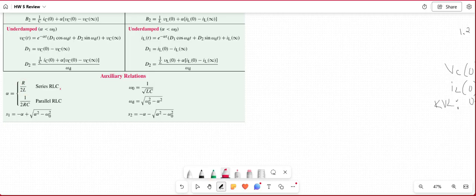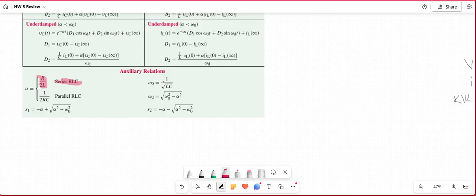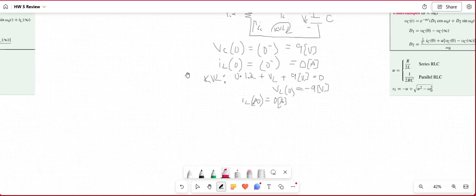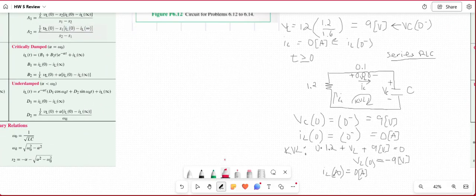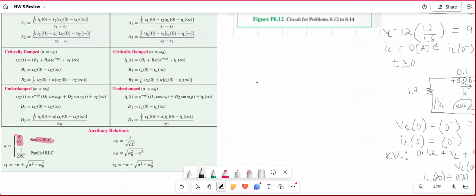Let me actually highlight that. Because remember, we said this is series RLC. If it was parallel, we would use this one. Okay, so we need to find C. We're going to have to do a little bit of algebra here. Okay, we can already find what alpha is, right?